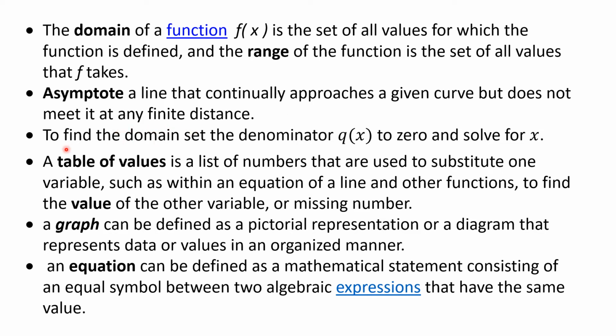Next, to find the domain, set the denominator, or the q of x, to 0 and solve for x. A table of values is a list of numbers that are used to substitute one variable, such as within an equation of a line and other functions, to find the value of the other variable or a missing number. A graph can be defined as a pictorial representation or a diagram that represents data or values in an organized manner. An equation can be defined as a mathematical statement consisting of the equal symbol between two algebraic expressions that have the same value.